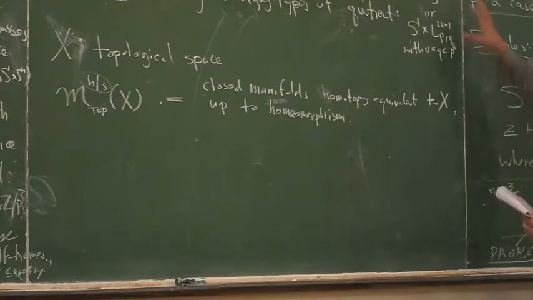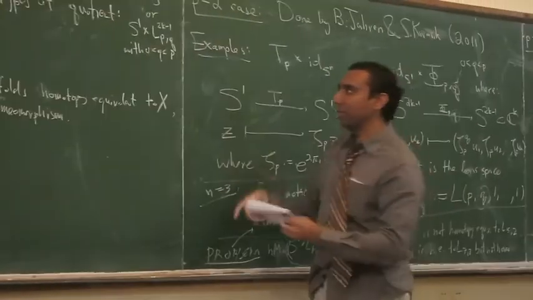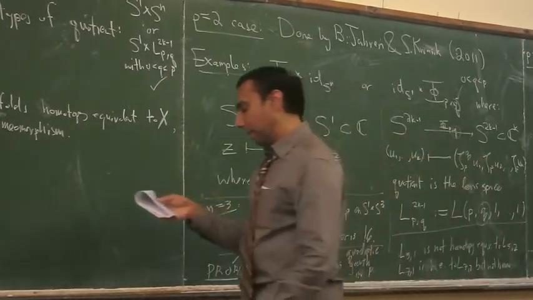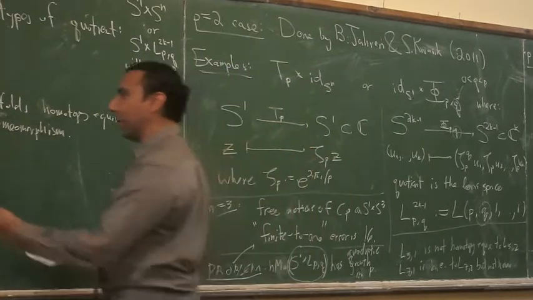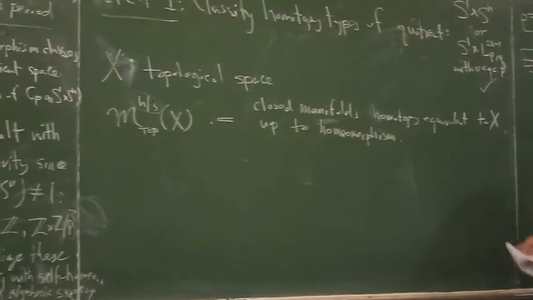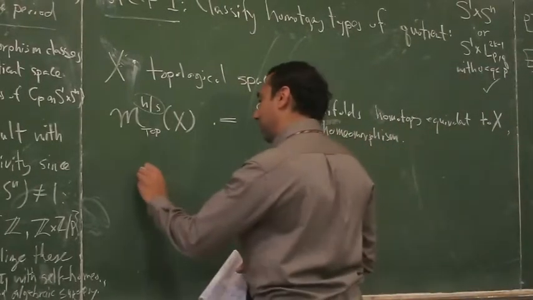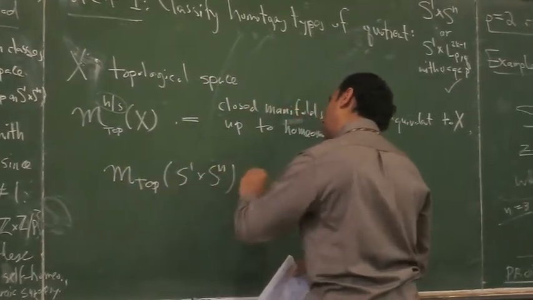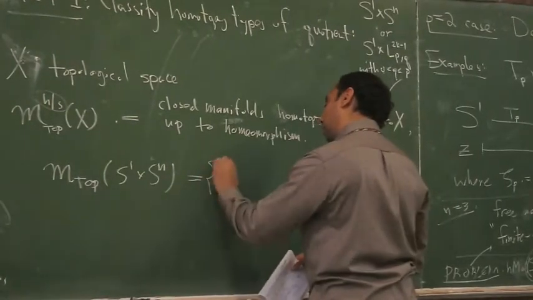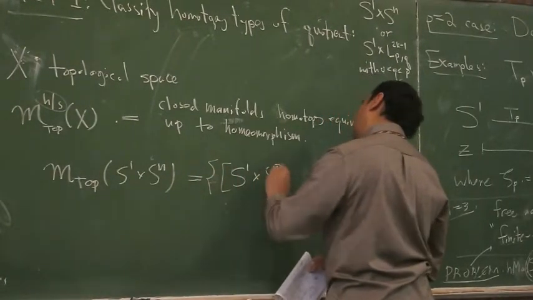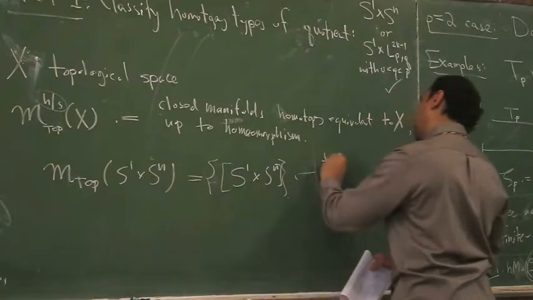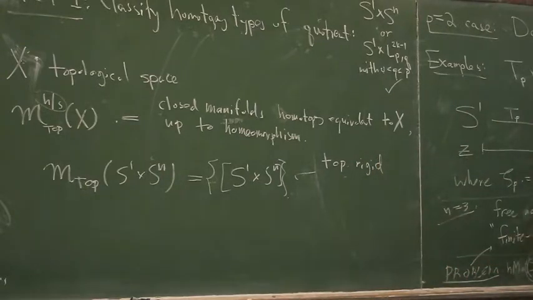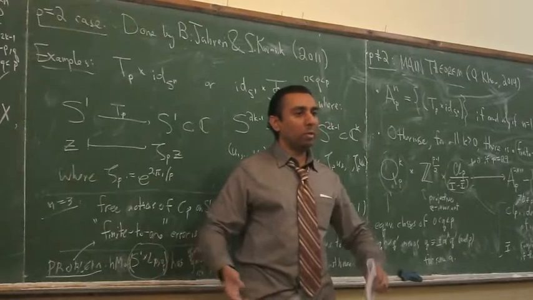So after you believe step one is done, then you want to compute these, what I call a moduli set, or manifold set. If you compute this for S1 times Sn, you get just one equivalence class. So this is topologically rigid. Any manifold that is homotopy equivalent to it is homeomorphic to it.